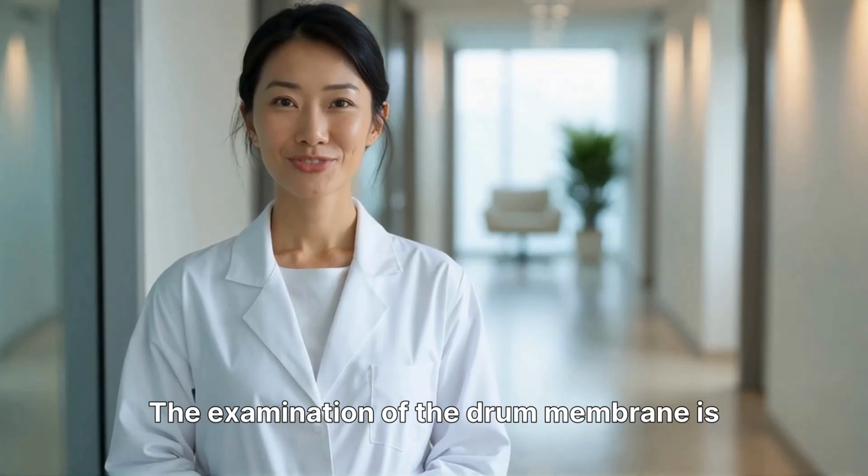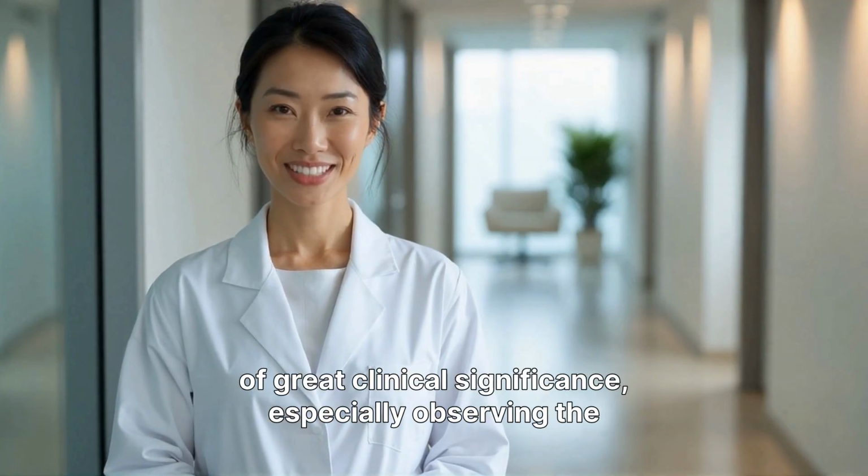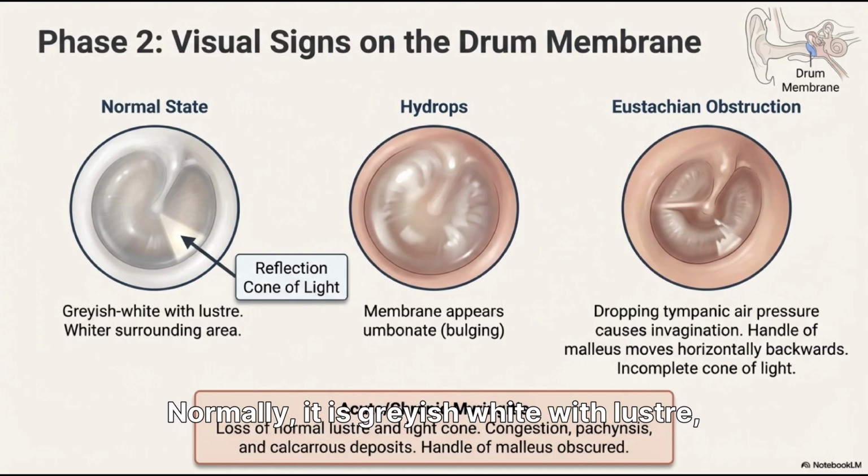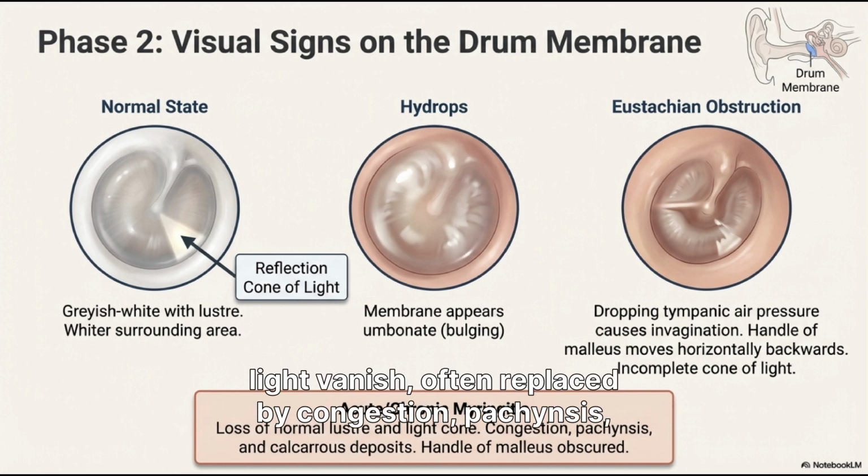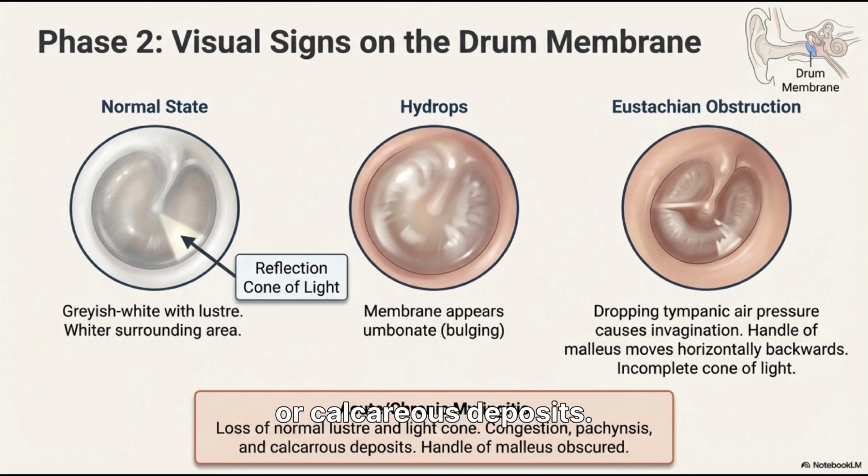The examination of the drum membrane is of great clinical significance, especially observing the flaccid part. Normally, it is grayish-white with luster, whiter at the edges, with a reflection cone of light on the antero-inferior part. In myringitis, luster and the cone of light vanish, often replaced by congestion, pachynsis, or calcareous deposits.